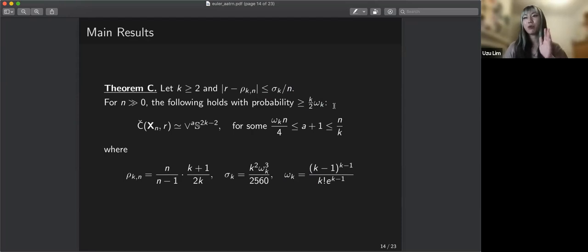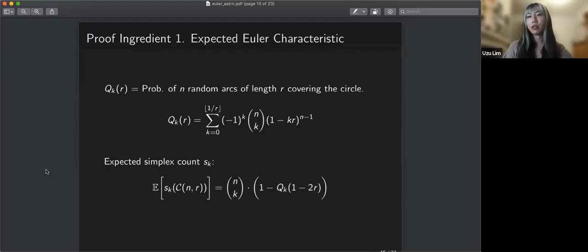So that's theorems A1, A2, B, and C. And that's more or less the main thing I wanted to talk about. And the rest of the time, I'll talk about some proof technique. And it's quite interesting because it's, in some sense, quite easy to work out.